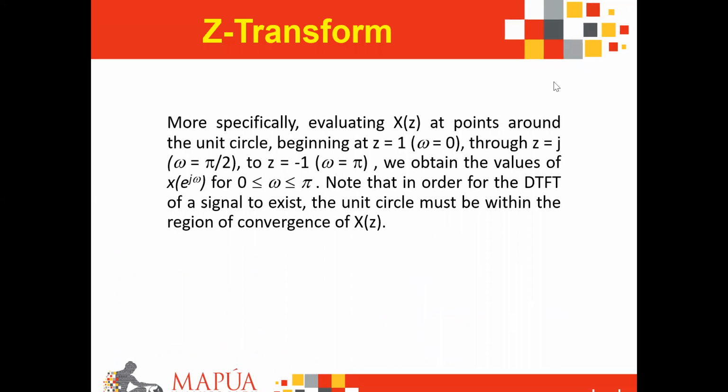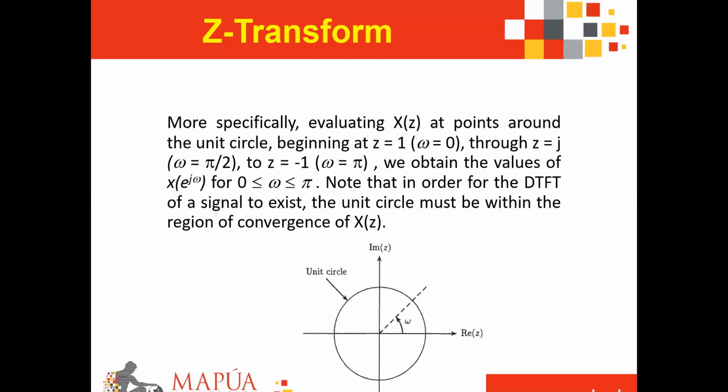And then more specifically, if you go around the unit circle, you will notice that at z equal to 1, your omega would be 0. Ito yung angle. If z is equal to j, it becomes pi over 2, yung omega. If z is equal to negative 1, your omega becomes pi. And basically, umiikot lang siya kasi unit circle yun eh, di ba?